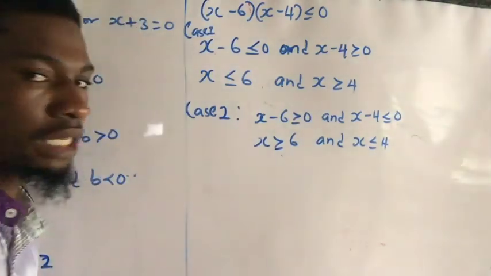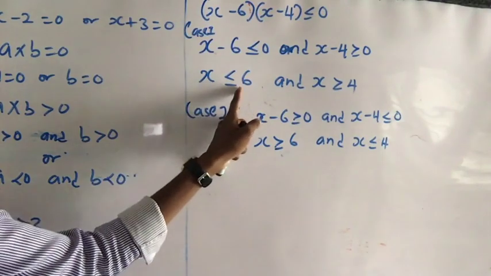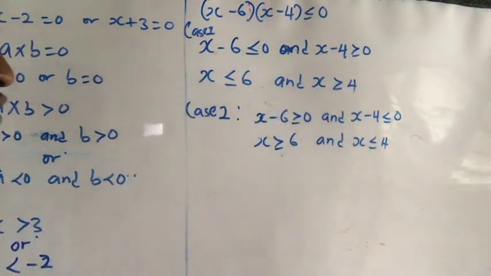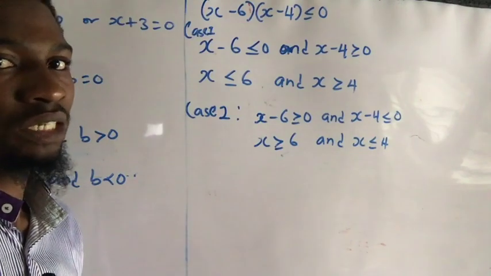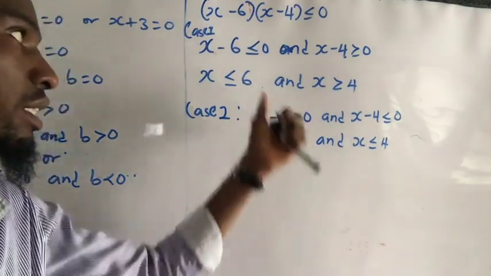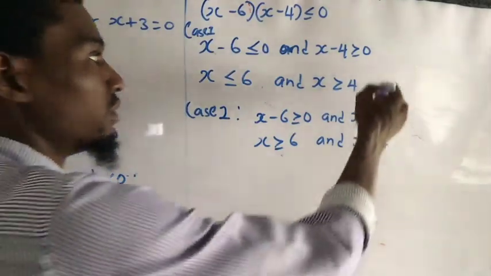So next, let's analyze the results we obtained here. For case 1, we have x less than or equal to 6 and x greater than or equal to 4. Yes, that is possible. We have numbers that are greater than or equal to 4 and definitely less than or equal to 6. That is possible. So this is valid.